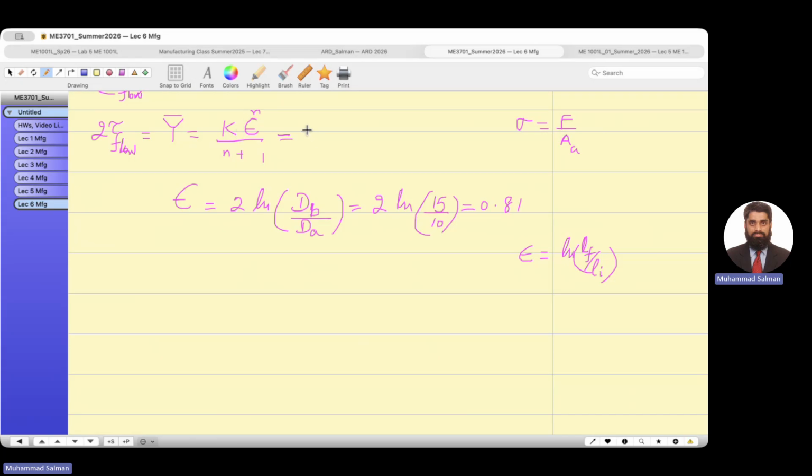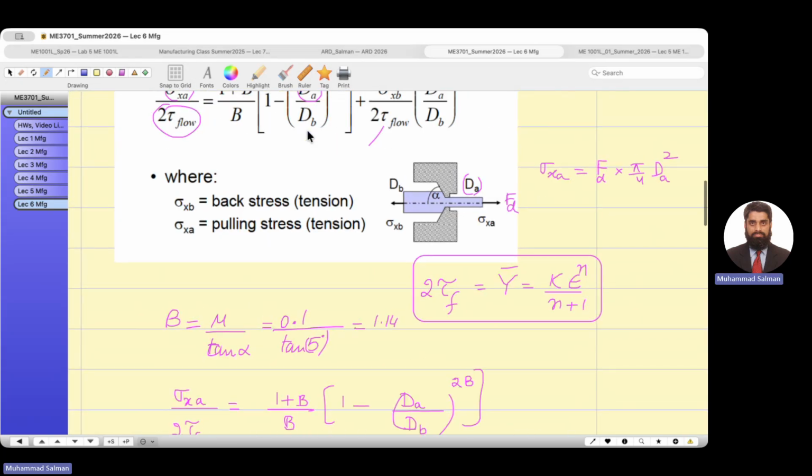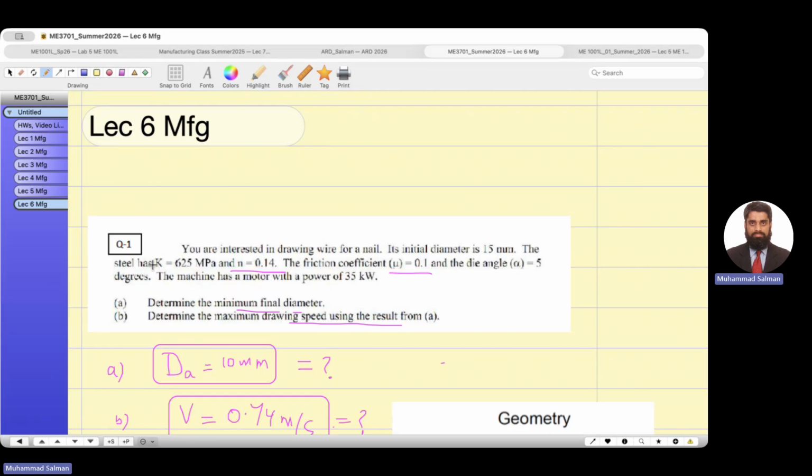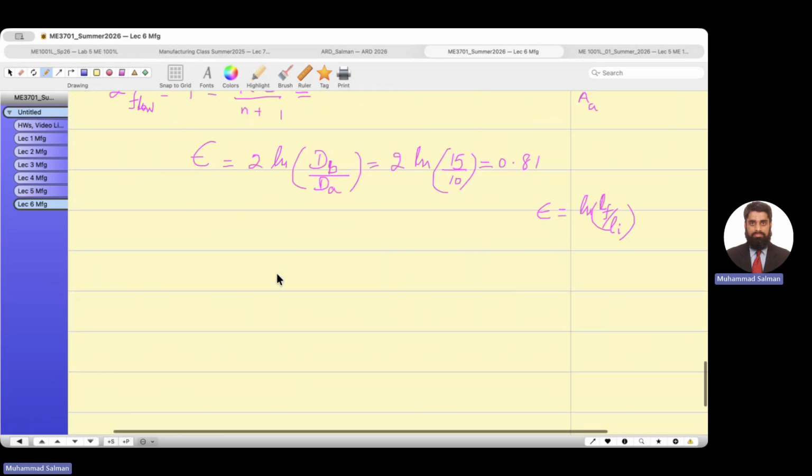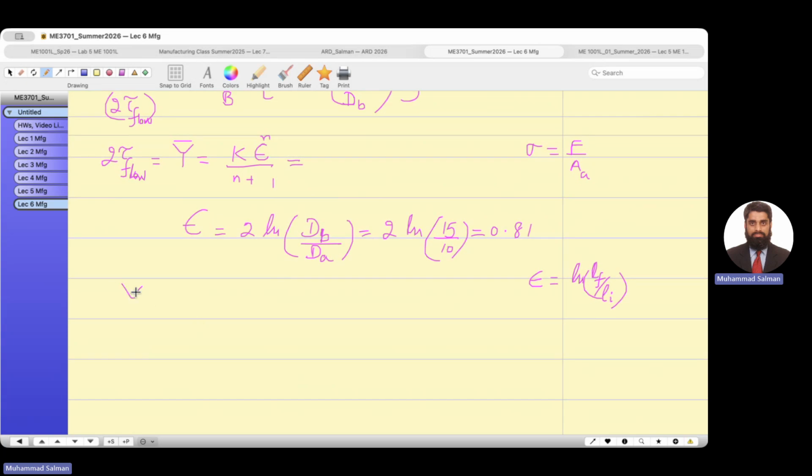I'm going to look over here. What is my K value? In the question, it is stated that the K strength coefficient is 625, and n is 0.14. So let me write down here: average yielding stress equals 625 megapascal times 0.81 raised to the power of 0.14 divided by n plus 1, that is 0.14 plus 1.